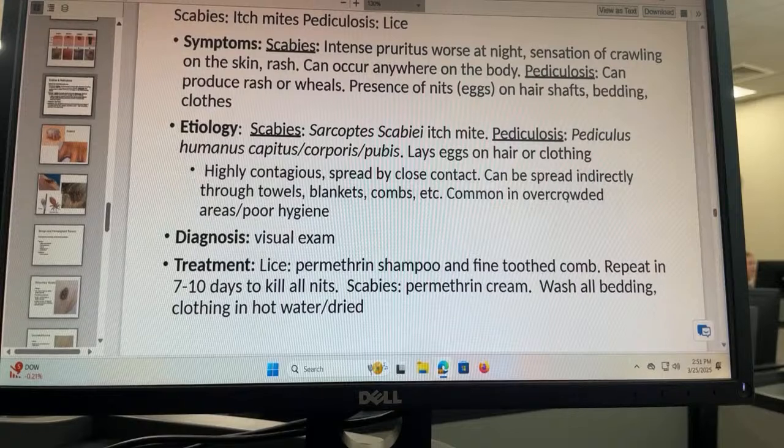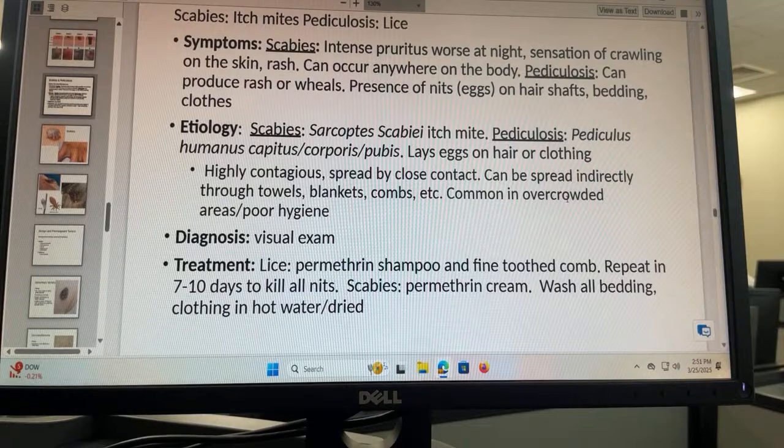So scabies, the medical terminology for those is Sarcoptes scabiei. Those are the itch mites. And then pediculosis, depending on which part of the body it's on. So Pediculus humanus is the lice, and then either capitis for on the head, corporis for on the body, and pubis for the pubic area. You'll notice that the capitis and the corporis is the same terminology as the tinea. So tinea capitis, tinea corporis. That Latin root stays the same depending on the location.